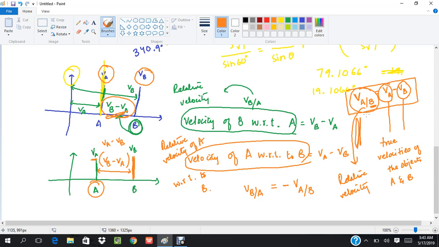In the next video, we'll be starting off with river crossing problems of relative velocity.